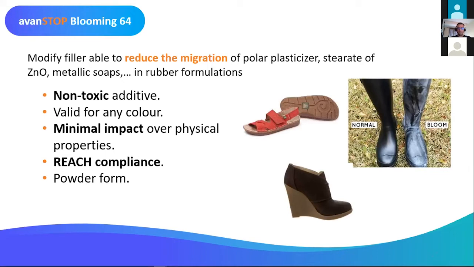Another product that we have is the Avanstop Blooming 64. This product is focused on use in non-polar rubber and tries to minimize the blooming problems of polar molecules like polar plasticizers, stearates, zinc oxide, and metallic soaps that are common to use in rubber formulations. It's a non-toxic additive. It's valid for whatever color. The impact on the physical properties is not too high. The usual dosage is between 3 to 5 PHR. And of course, as all products, it's REACH compliant.